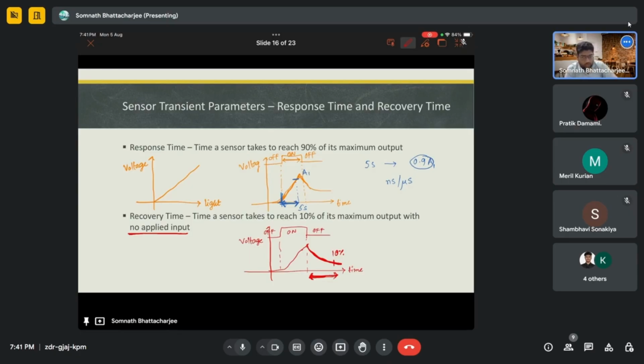A sensor should always work like this. If the input value is like this, the sensor should work like this, or with a certain amount of delay like this maybe, and like this. So the recovery time should be very small, in nanoseconds preferably, and the response time should also be very low, in the nanosecond range as well.